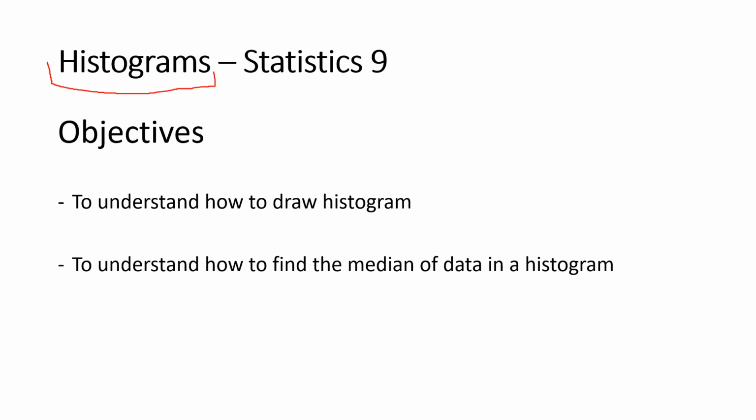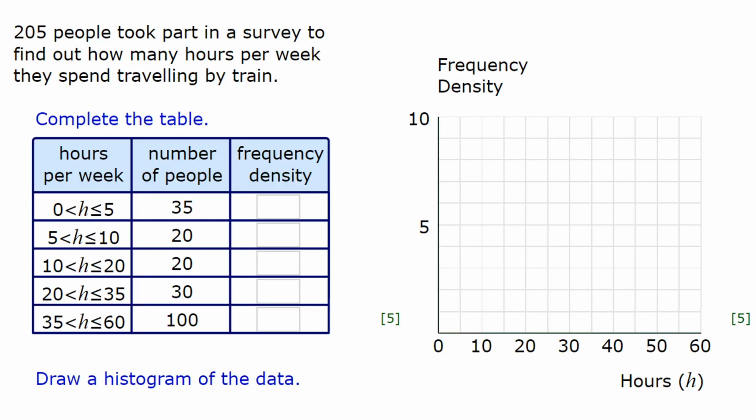How are we going to present data on a histogram? Let's see what we can do. So for this example, we have 205 people that take part in a survey, and this is how much time they spend traveling by train per week. Draw a histogram to represent this data.